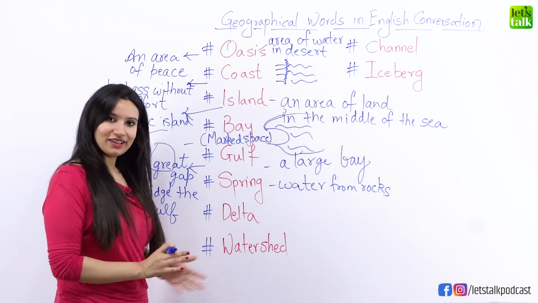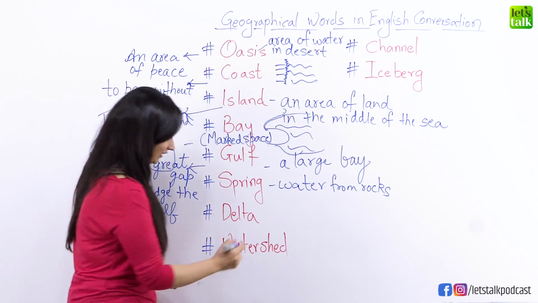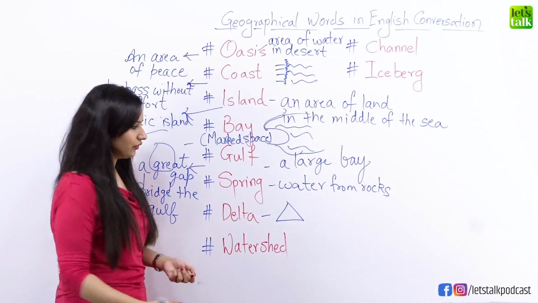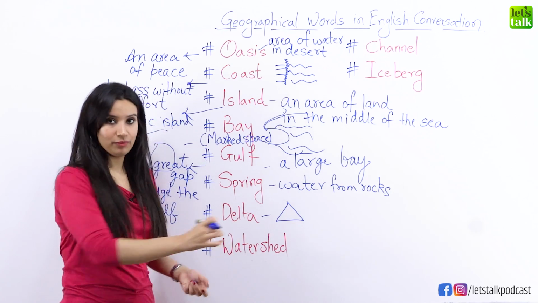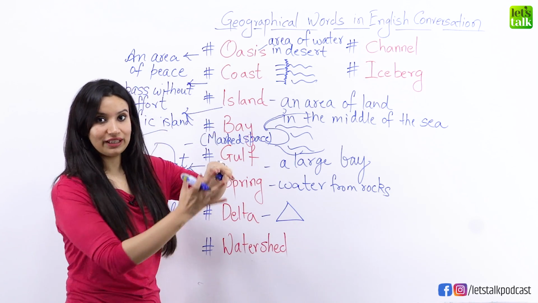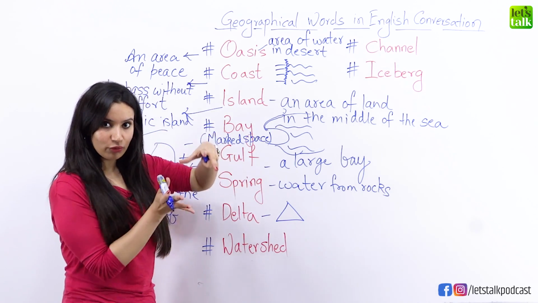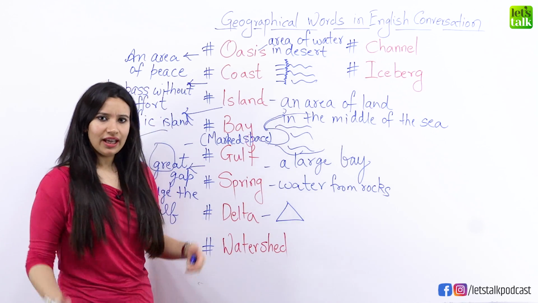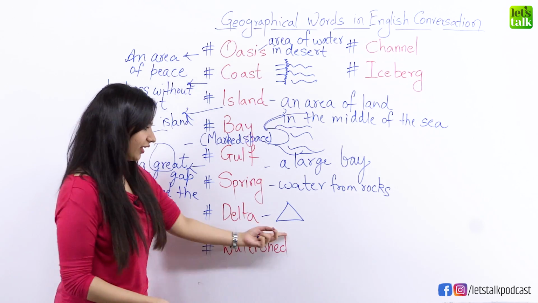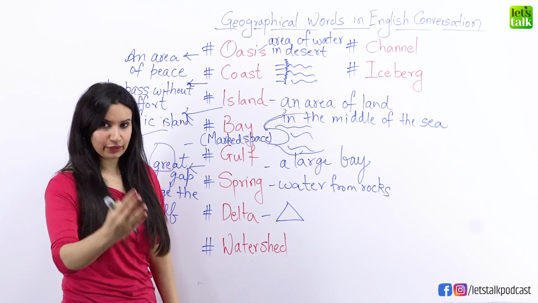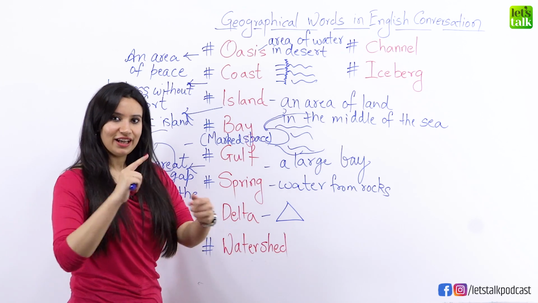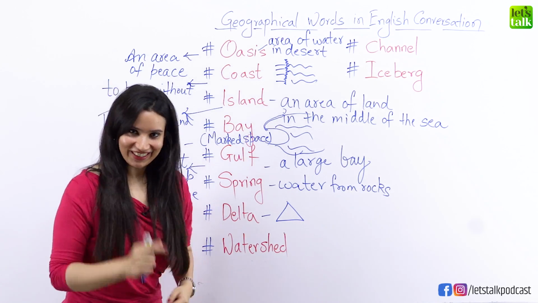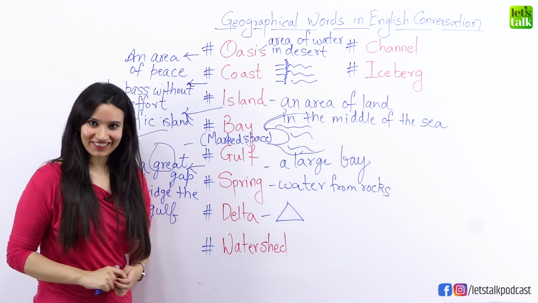Okay, now we look at the next word, which is delta. So delta, in geography also, is the shape that a river forms when it meets the sea. So when the river is meeting the sea, it forms a delta, which is this triangular shape. And in English, it's not very hard to understand because delta is the fourth letter of the Greek alphabet. Alpha, beta, gamma, delta, right? Okay, I hope I was correct on that.